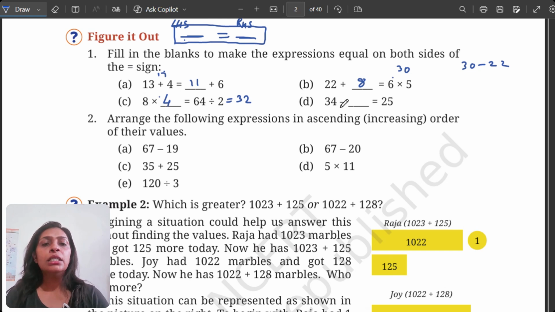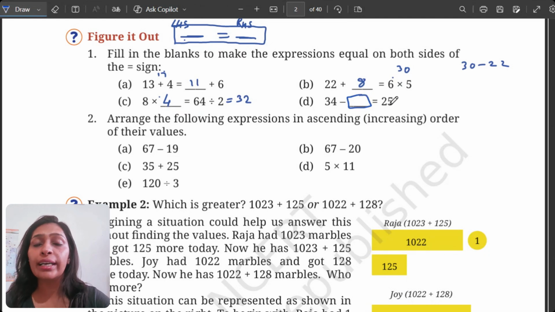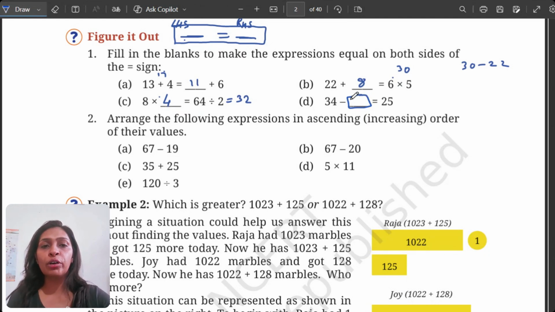The D part, 34 minus dash. What should be subtracted from 34 to get 25? So what number should be there? If I'm subtracting and I'm getting 25, that is your 9. So 34 minus 9 gets me 25. All right. Now let's go for question number 2.